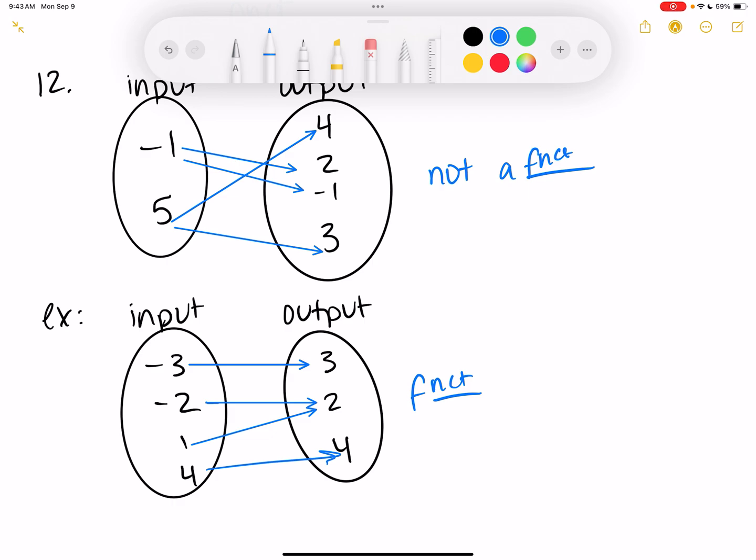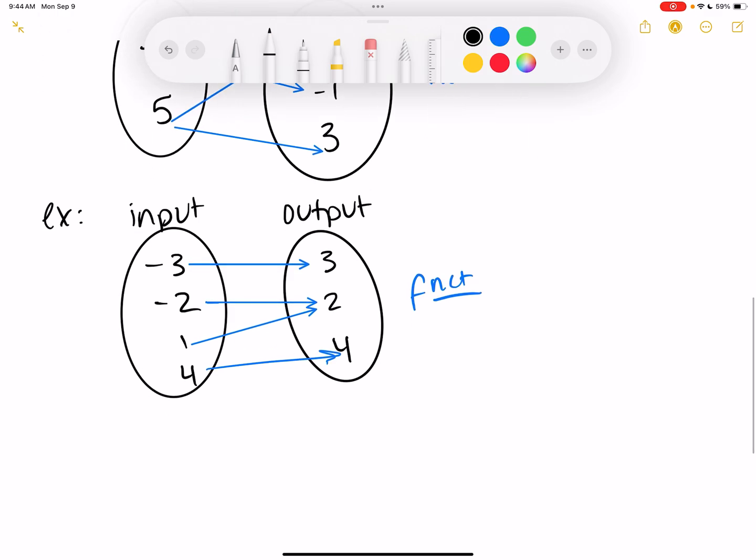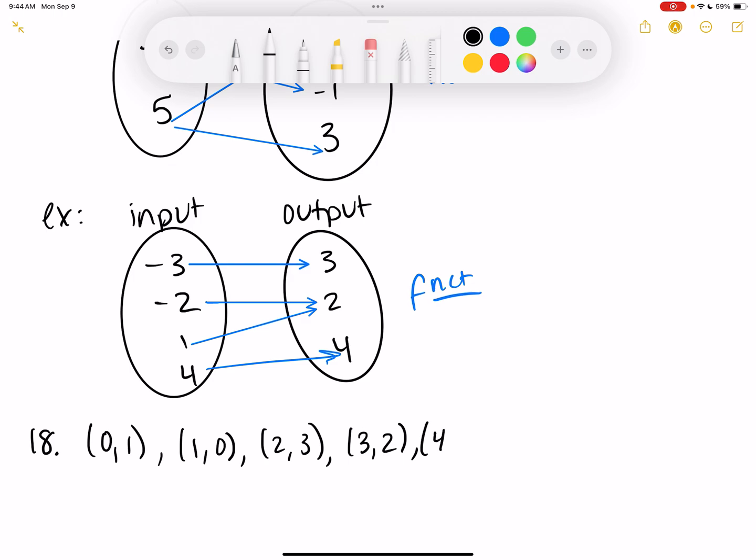All right, tell whether the relation is a function. So you have to choose a method. I don't care which method you use, but you have to choose a method and show why or why not for each thing. So 18, they give us the ordered pairs (0, 1), (1, 0), (2, 3), (3, 2), (4, 4).